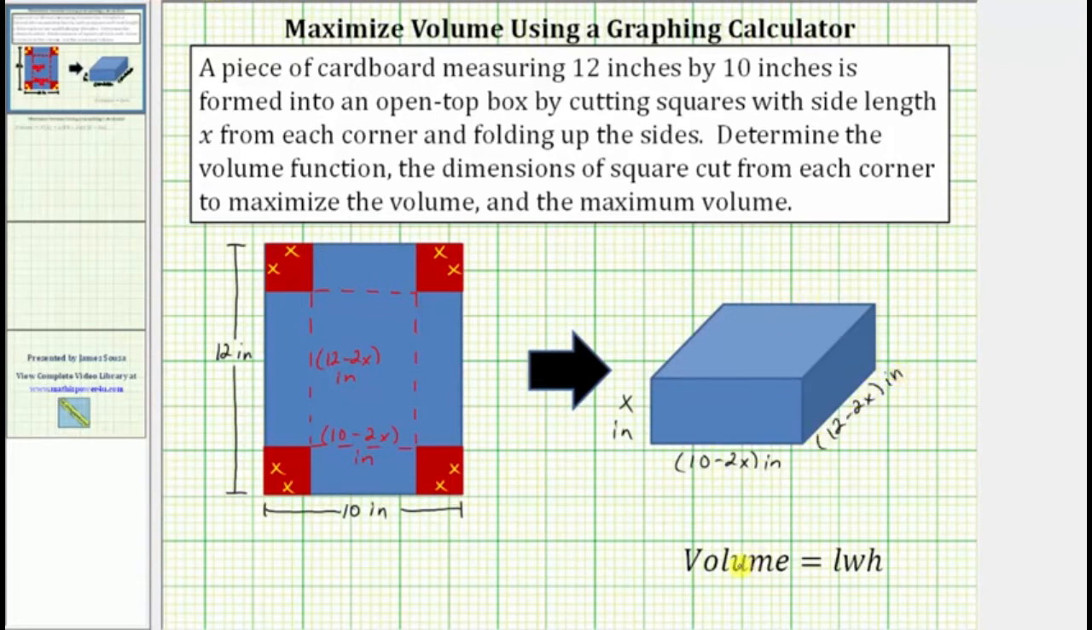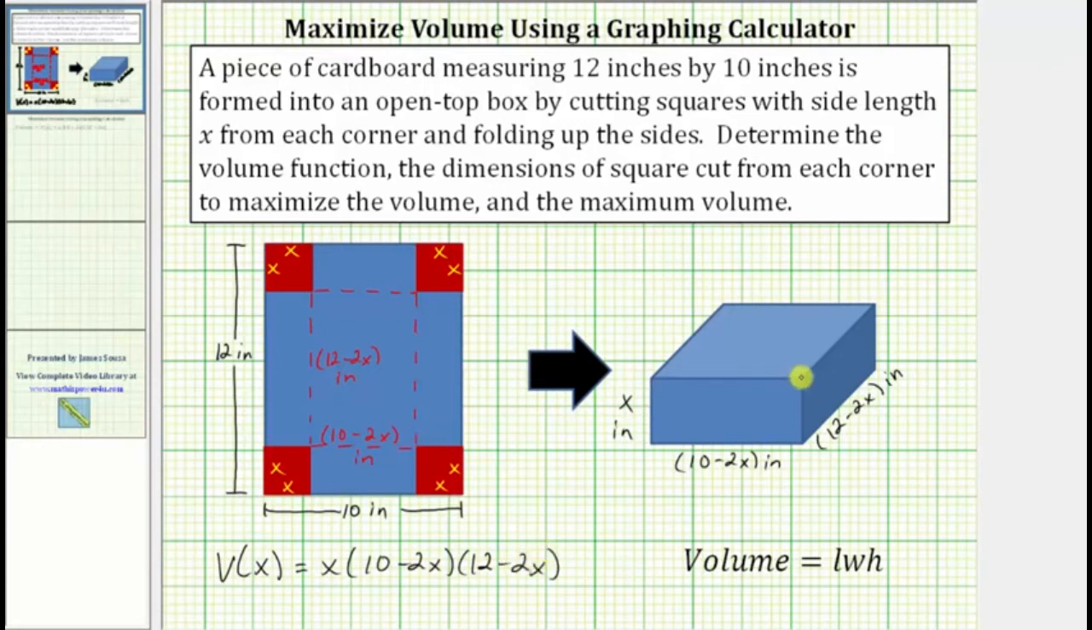Because the volume is equal to length times width times height, this is the information we need in order to write the volume function. The volume function will be v of x because the input variable is x. Let's change the order of this multiplication. Let's write the volume as x times the quantity 10 minus 2x times the quantity 12 minus 2x.